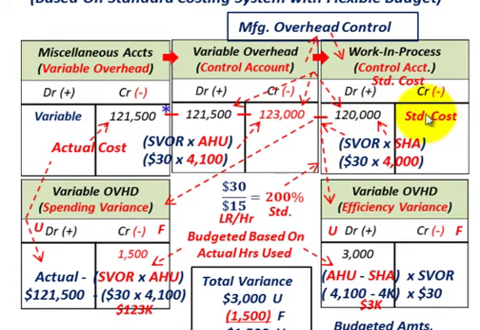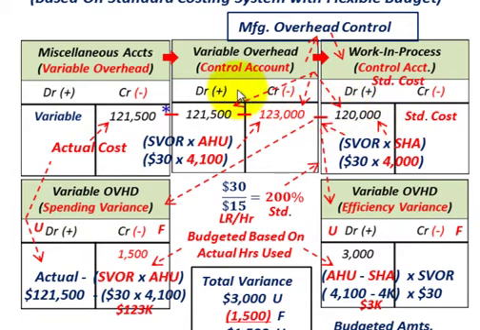So how do we get our standard cost? We just take our standard variable overhead rate times the standard hours allowed. In this case, our standard variable overhead rate was $30 per hour, and our standard hours allowed for our department for this month was 4,000 direct labor hours. So $30 times 4,000 is going to give us our standard cost of $120,000.